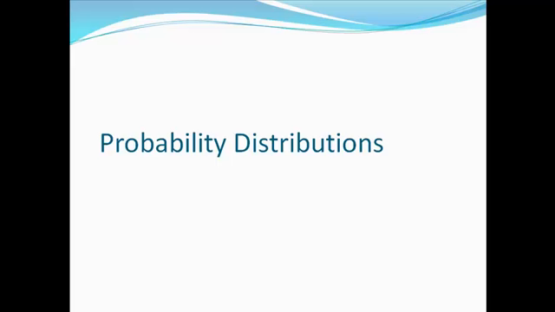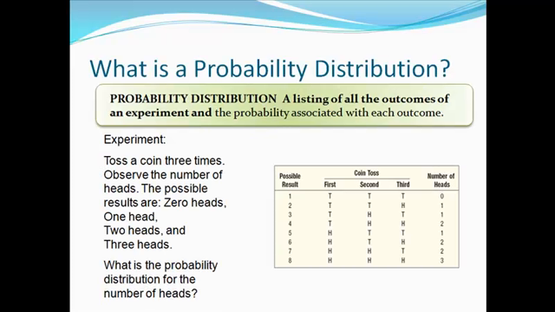Chapter 6, Probability Distributions. What is a probability distribution? It's a listing of all the outcomes of an experiment and the probability associated with each outcome. How to understand this? Let's check an example.